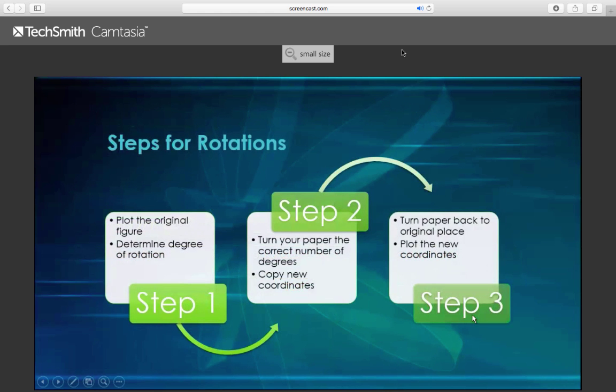So steps for rotations. Plot the original figure on your graph paper. Determine the degree of rotation. They'll usually tell you. With rotations, a lot of times you'll see a capital R with a number next to it. The number is the number of degrees that you're going to rotate it. Then you'll turn your paper the correct number of degrees and copy down the new coordinates. Turn your paper back to the original place and then plot the new coordinates.